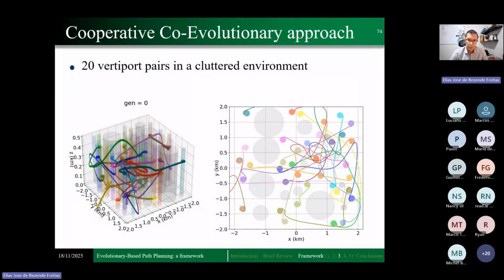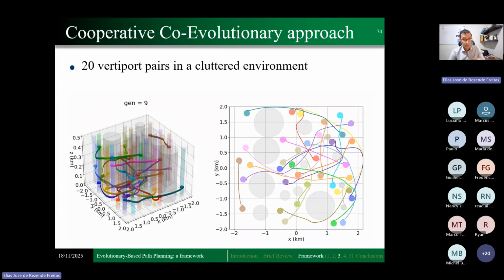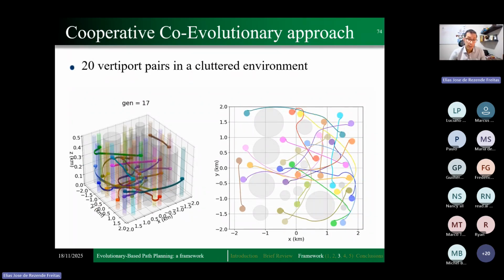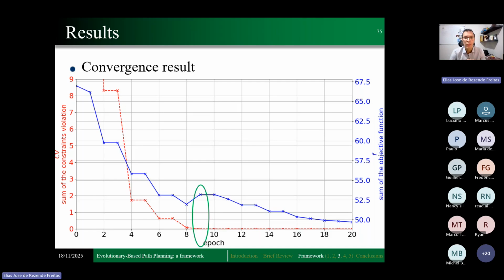This scenario contains 20 vertiport pairs and 10 no-fly zones, randomly generated. Note that each vertiport is also an obstacle for the air corridor, so there are 50 obstacles in this environment, very cluttered, and the algorithm can find a solution in a few generations. After that, it continues refining and reducing the total path length.